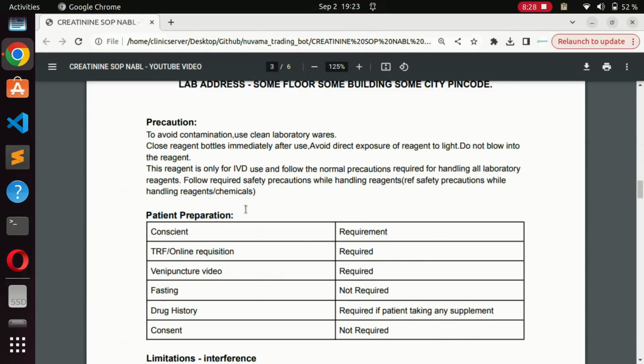Now, how do you prepare the patient for this test? This is the next thing that must be mentioned. The first thing is the patient should be conscious.